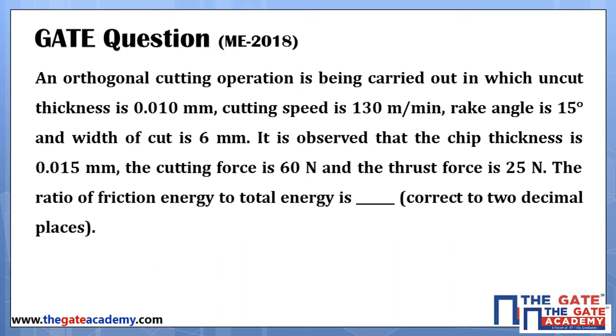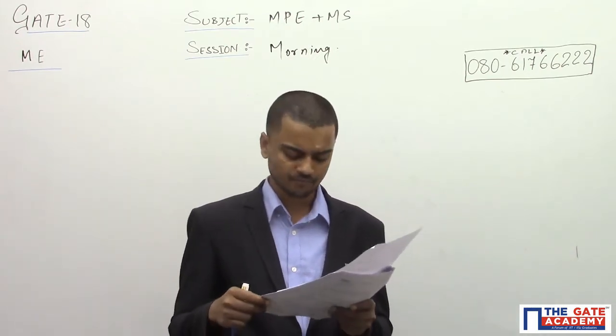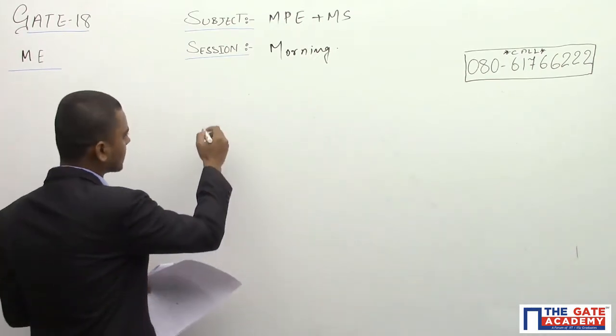Now it is observed that the chip thickness is 0.015 mm, cutting force is 60 Newton and the thrust force is 25 Newton. Now we have to find out the ratio of the frictional energy to the total energy. Now we'll write down the given data.